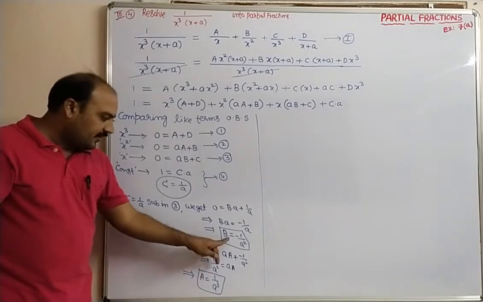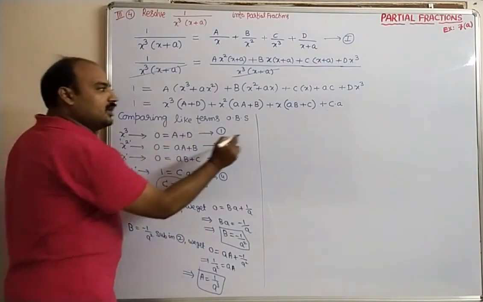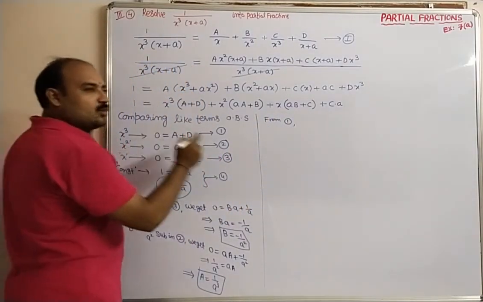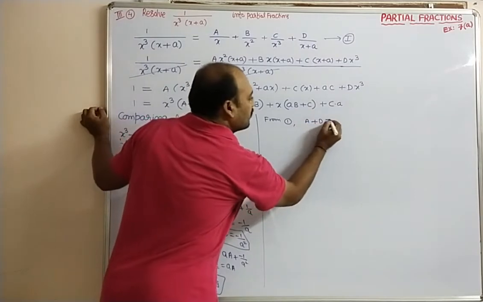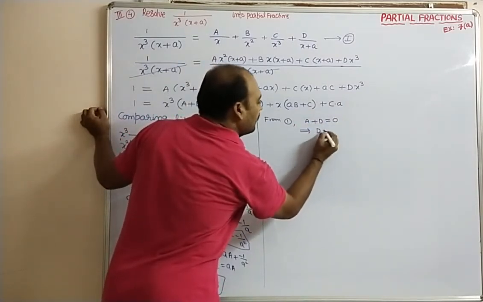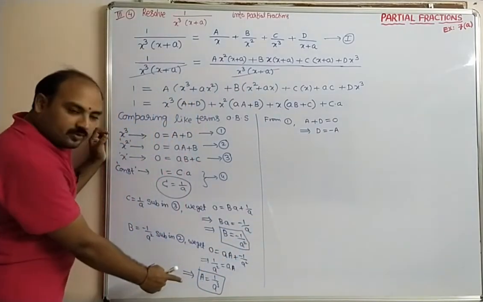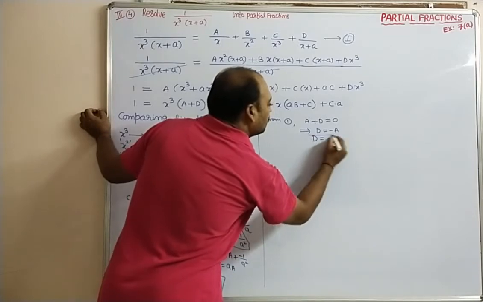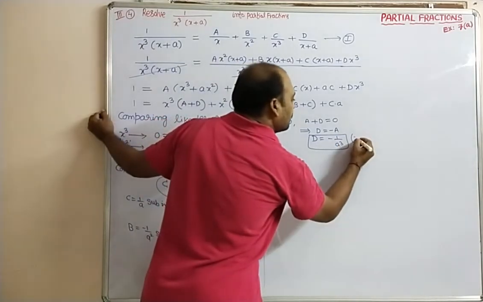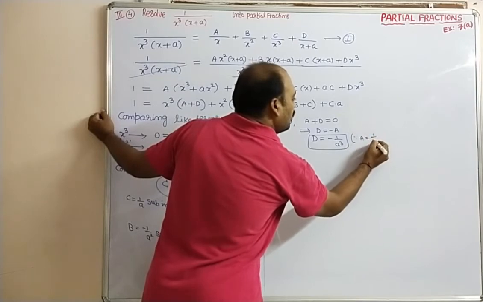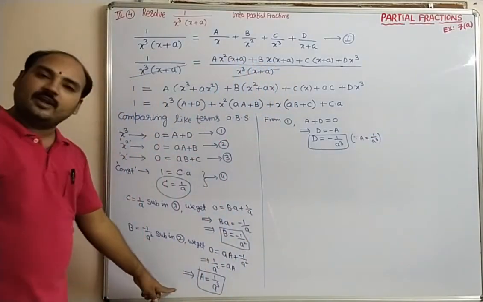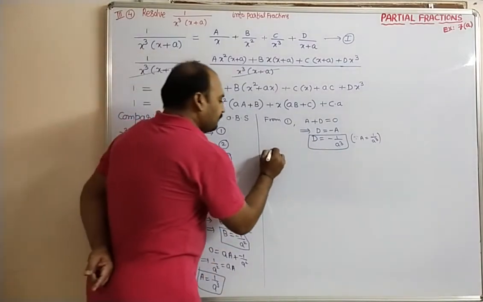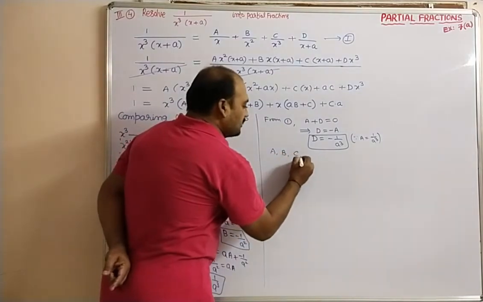A value we know, B value also we know, C value also we know. From equation 1, a plus d equal to 0. That implies that D is equal to minus A. A value we got, now 1 by a cube. So D is equal to minus 1 by a cube, since capital A is equal to 1 by a cube. Now we have capital A, capital B, capital C and D.